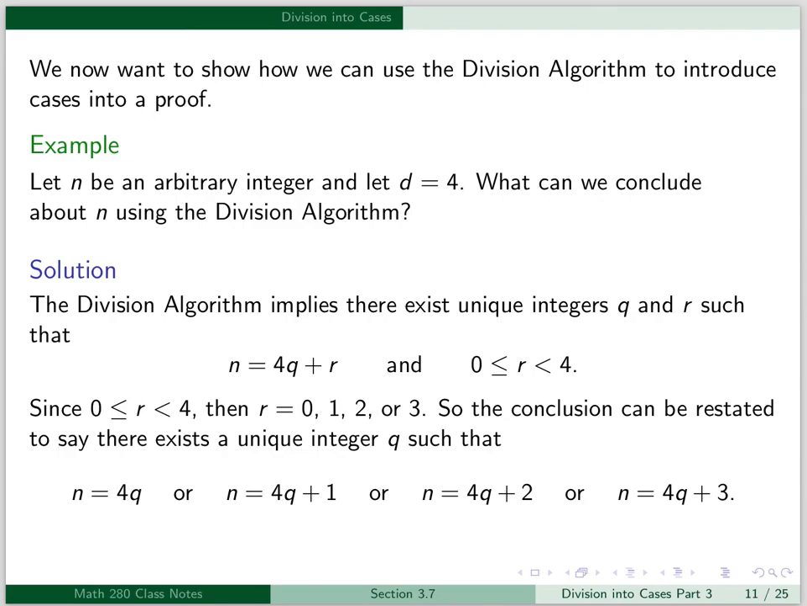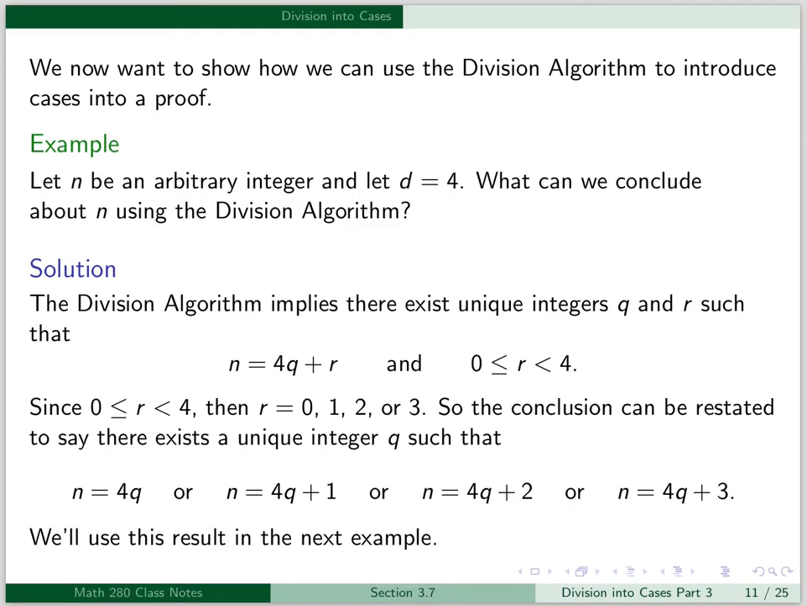Since 0 is less than or equal to r is less than 4, and r is an integer, then r must be either 0, 1, 2, or 3. So the conclusion can be restated to say that there exists a unique integer q such that n is equal to 4q, or n is equal to 4q plus 1, or n is equal to 4q plus 2, or n is equal to 4q plus 3. And we'll use this result in the next example.